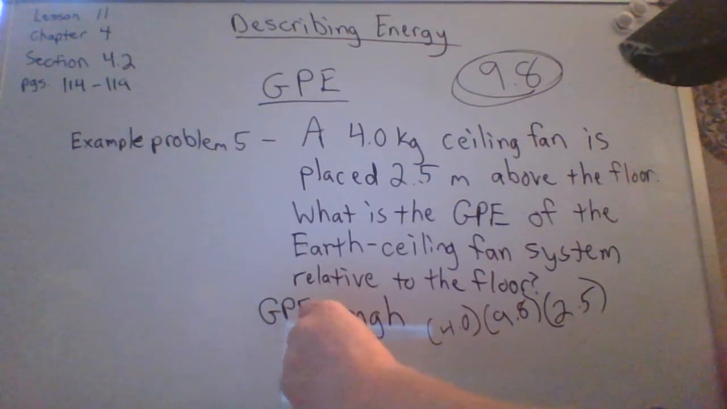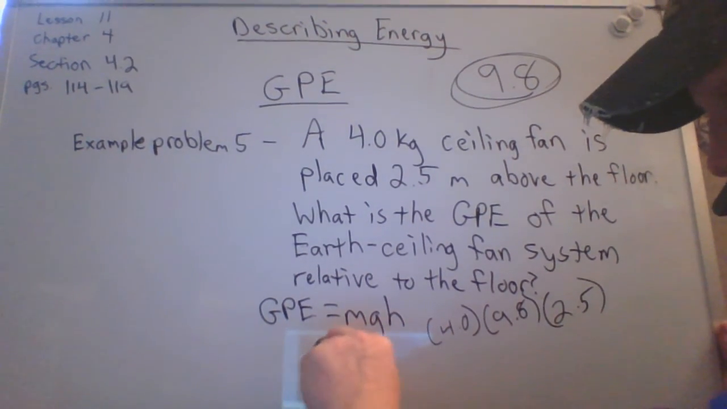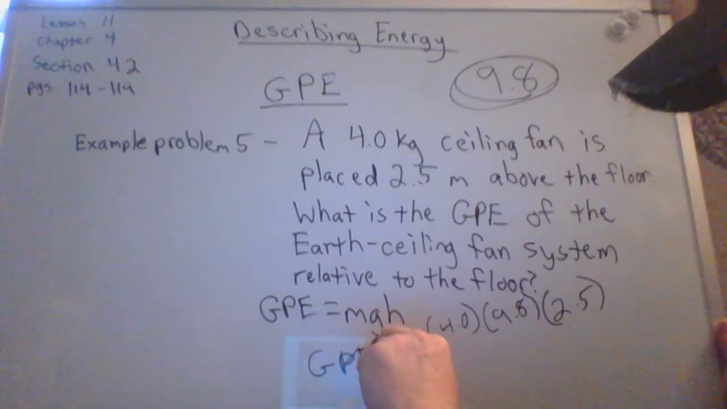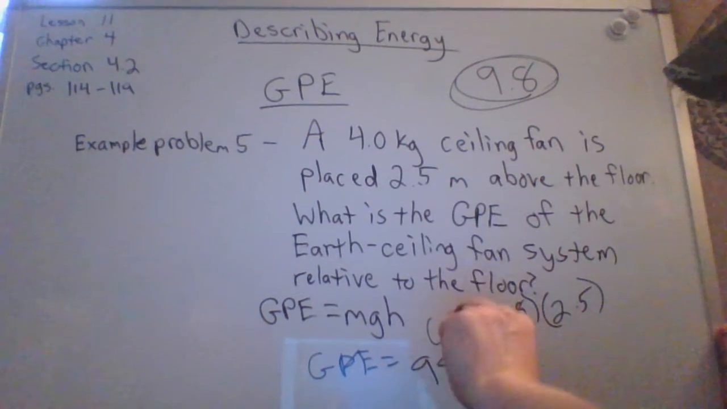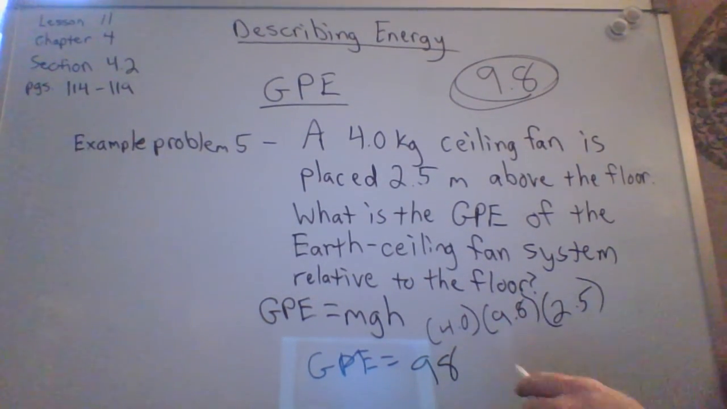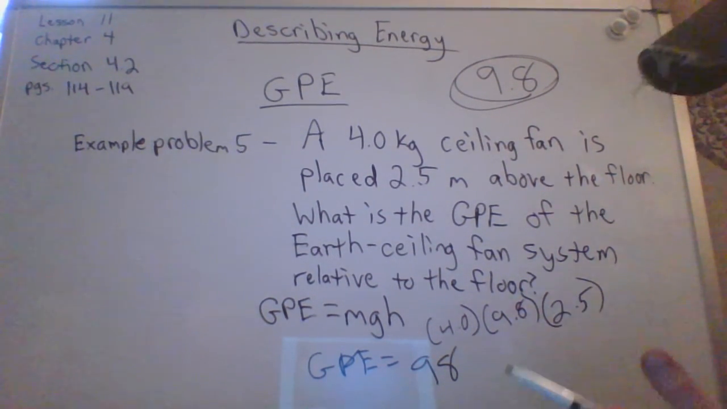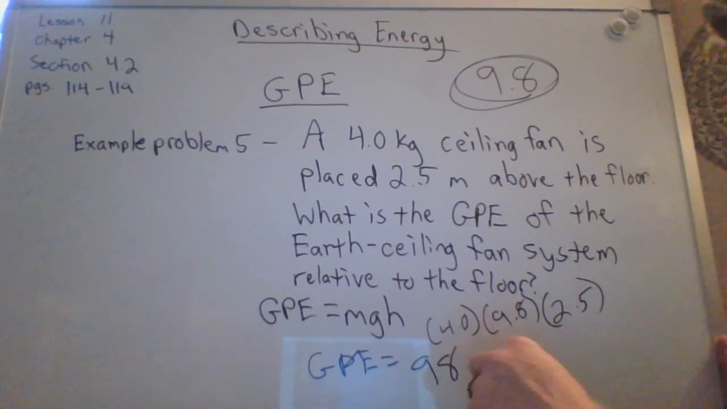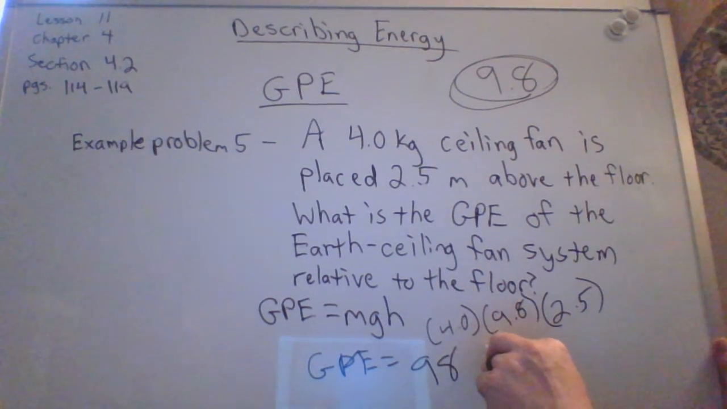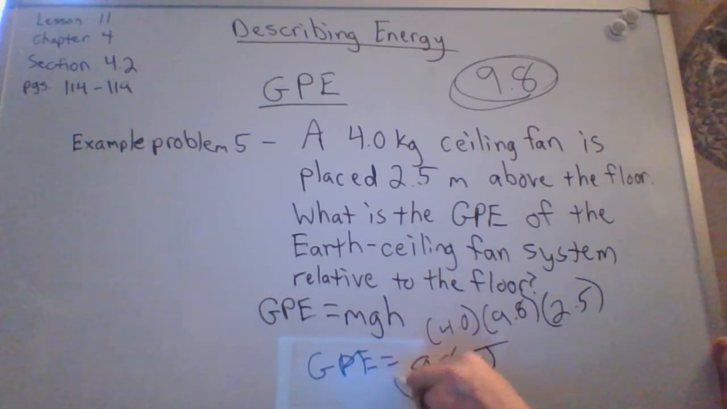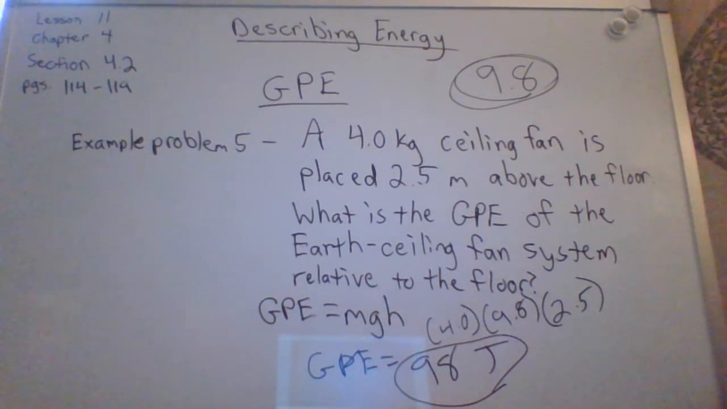Our gravitational potential energy, our GPE, equals all of this multiplied together, 98, but keep in mind it's energy. Energy is measured in joules, whether it's kinetic or potential. This ceiling fan has a gravitational potential energy of 98 joules. That is the final answer, and that is describing energy.